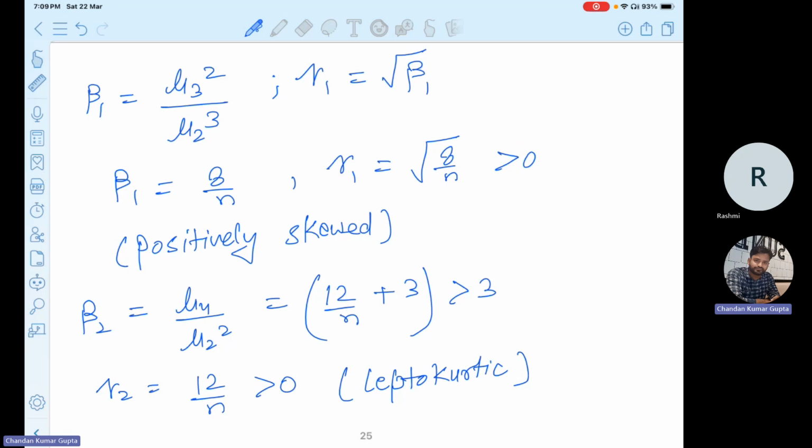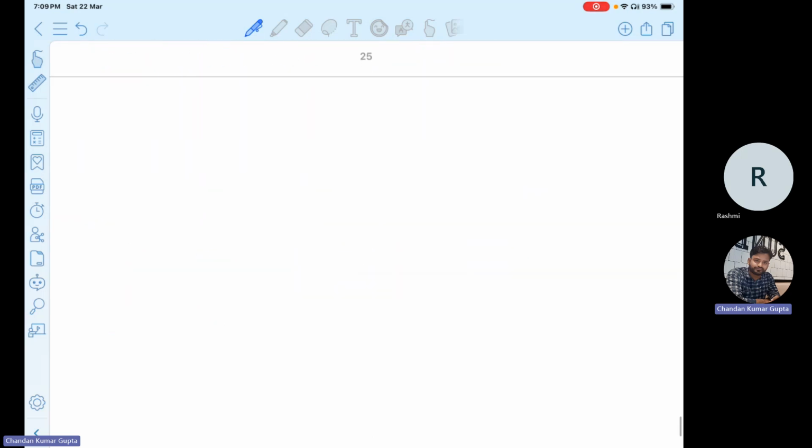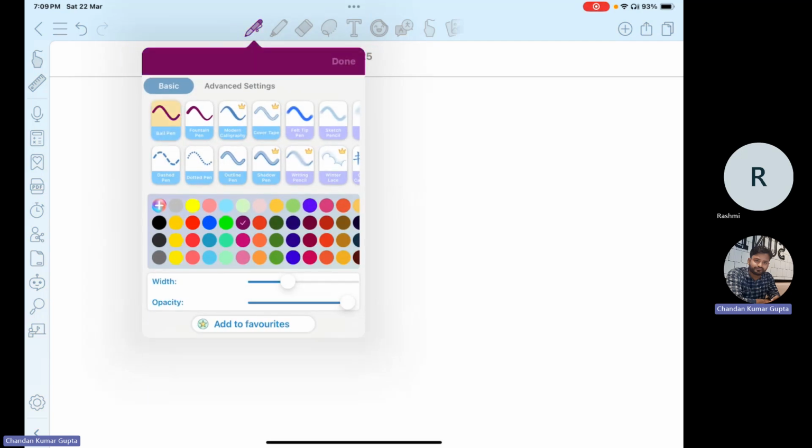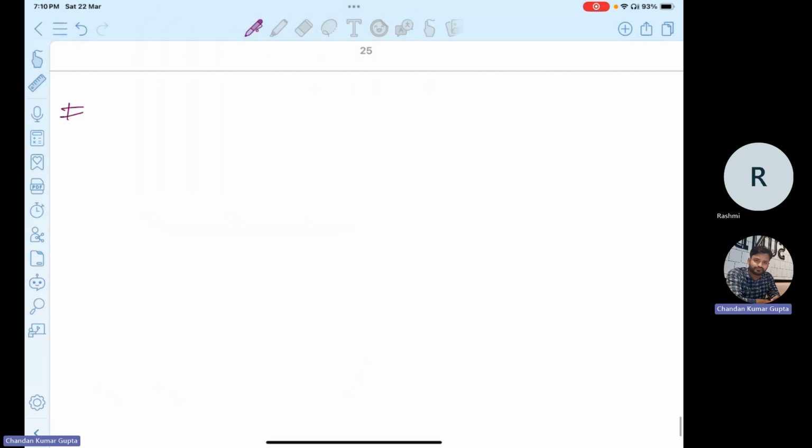So this is the chi-square distribution, and this is how we have calculated its expected value, variance, skewness, and kurtosis. Then the next one is the student's t distribution.